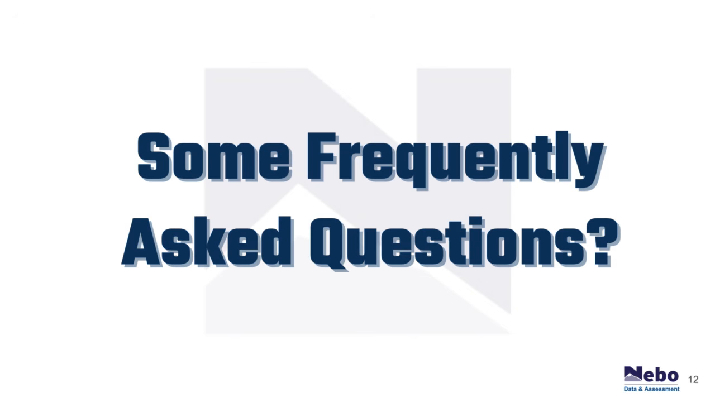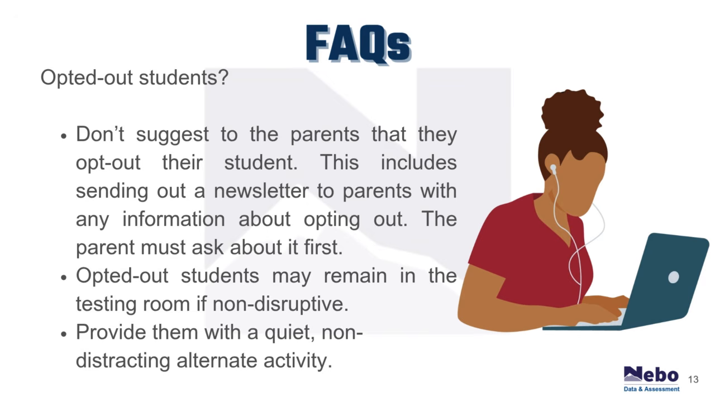There are a few common questions that school staff often ask. What do we do with students whose parents have opted them out? You will find a full list of instructions in the Nebo knowledge base. Remember that you cannot suggest to the parents that they opt out their student. This includes sending out a newsletter to parents with any information about opting out. The parent must ask about it first. Opted-out students may remain in the testing room if they are not disruptive. Please provide them with a quiet, non-distracting alternate activity.